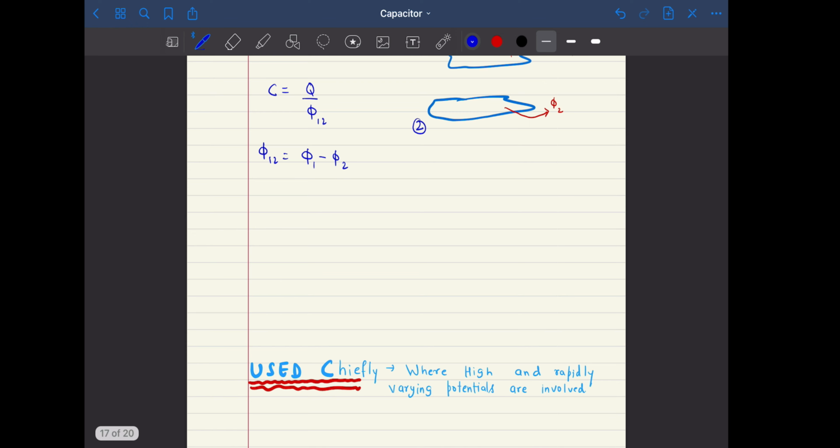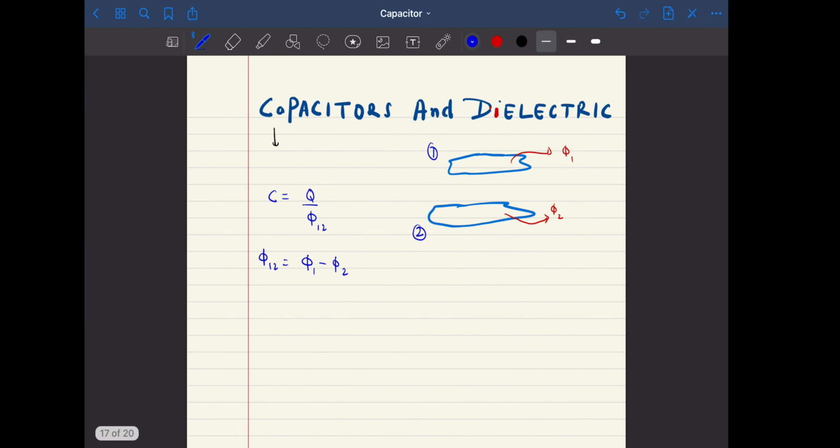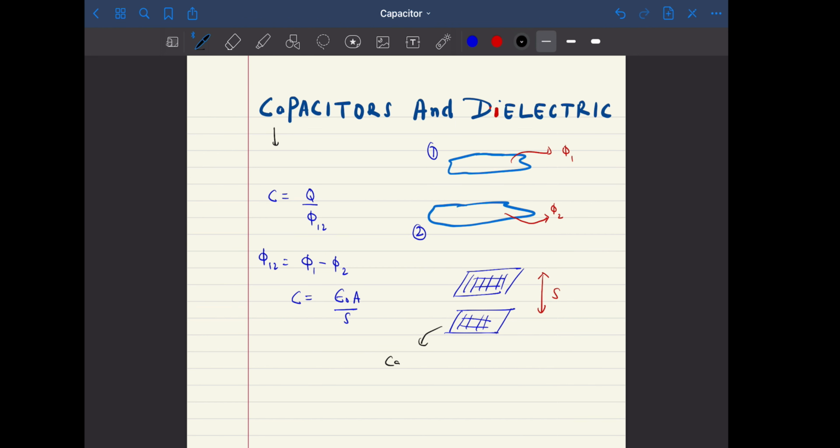And in case of a parallel plate capacitor, C is given by epsilon naught A by S, where A is the area of the plate of the capacitor and S is the distance between them. This can be shown in this way diagrammatically. These types of capacitor in which there is nothing in between the plates of the capacitor are called vacuum capacitors.